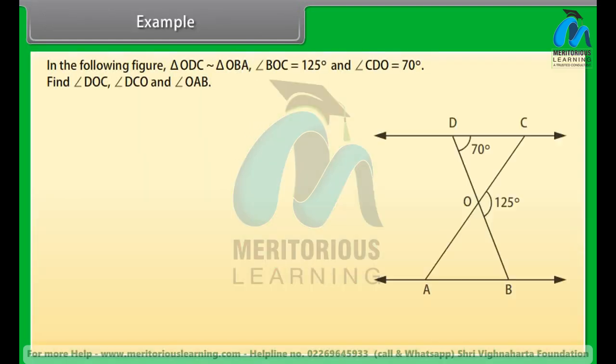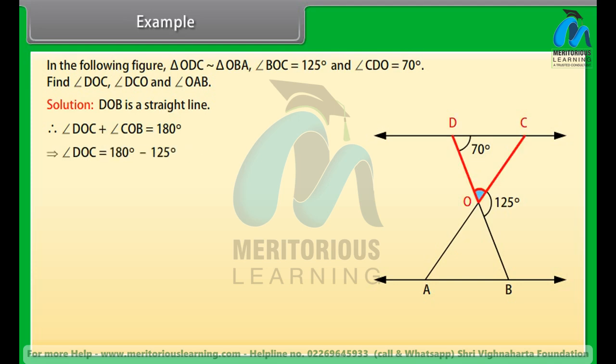Example. In the following figure, triangle ODC is similar to triangle OBA. Angle BOC is equal to 125 degree and CDO is equal to 70 degree. Find angle DOC, angle DCO, and angle OAB. Solution. DOB is a straight line. Therefore, angle DOC plus angle COB equals 180 degree, which implies angle DOC is equal to 180 degree minus 125 degree, which equals 55 degree.